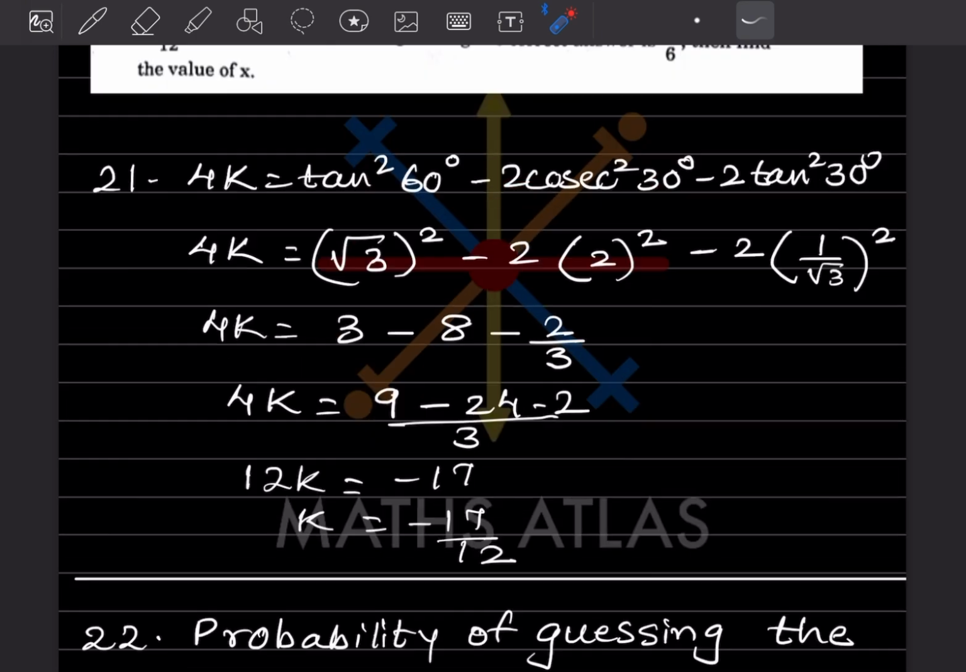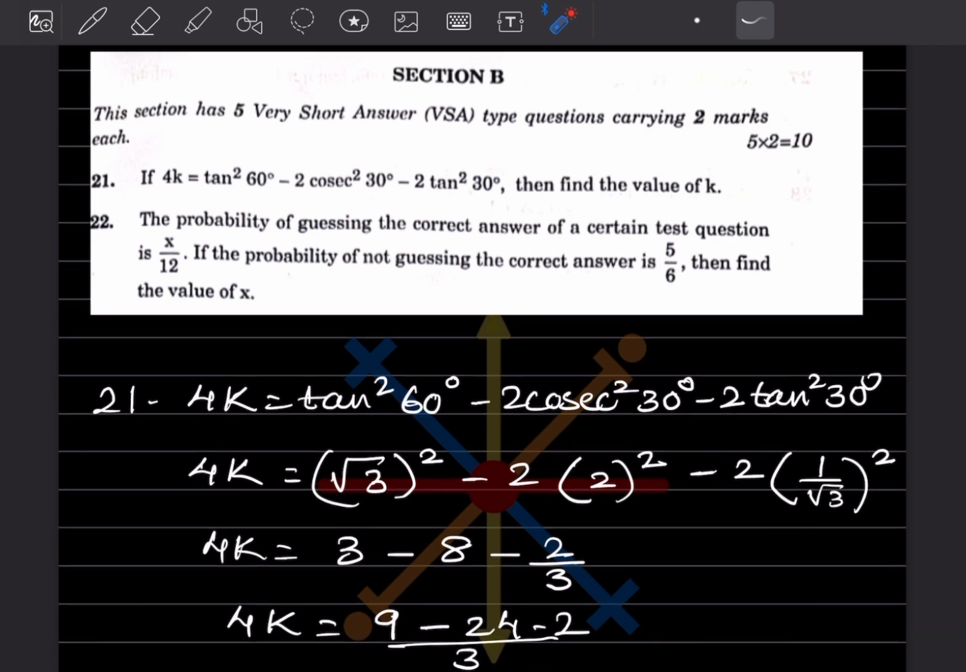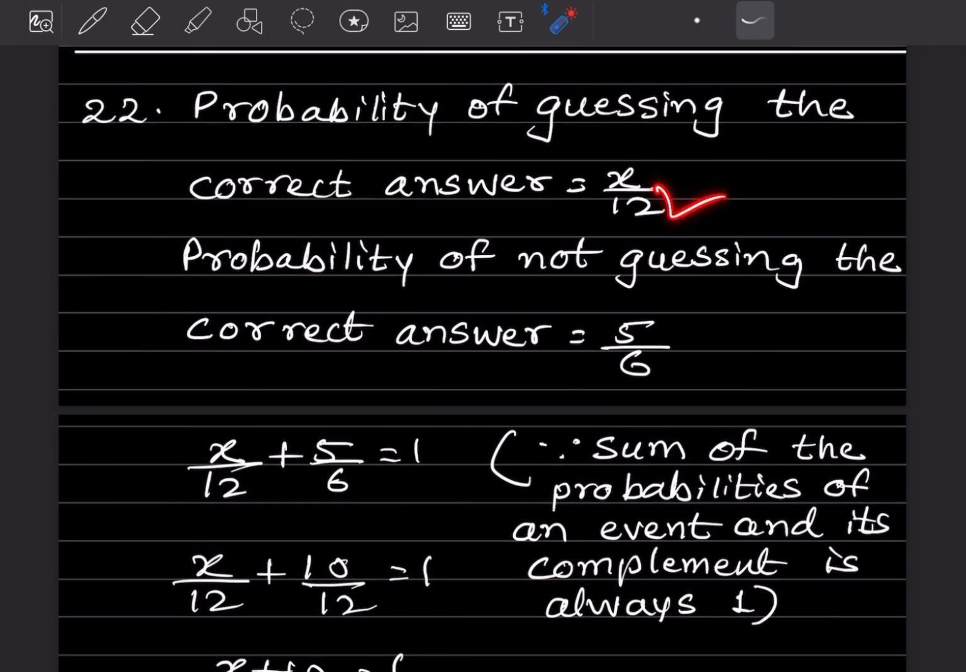So what will you do? They have asked, find the value of x. This x by 12 plus 5 by 6 is 1. Why is that 1? Because the sum of the probabilities of an event and its complement is always 1. So now you will take the LCM of this, which is going to be 12.